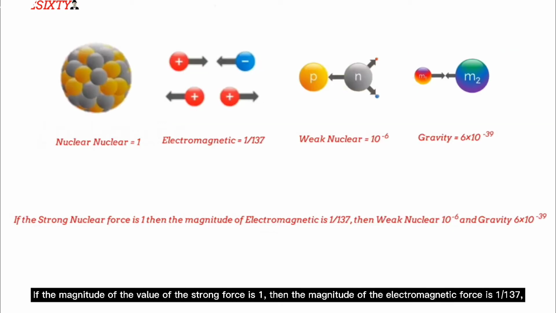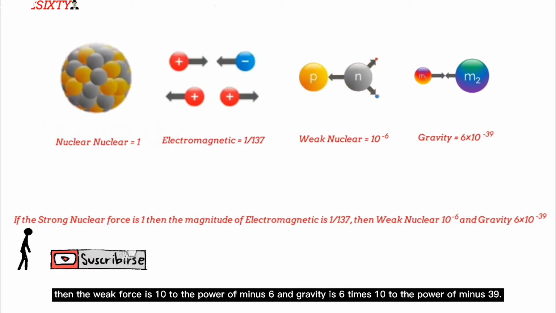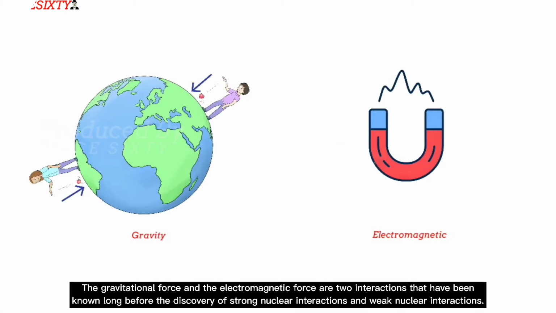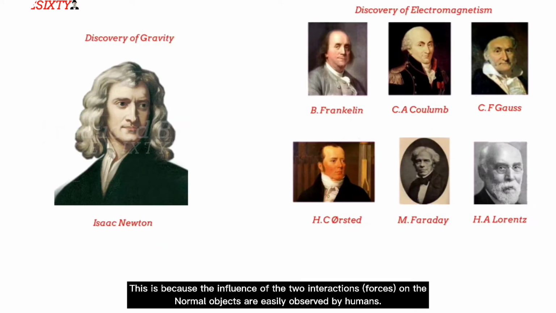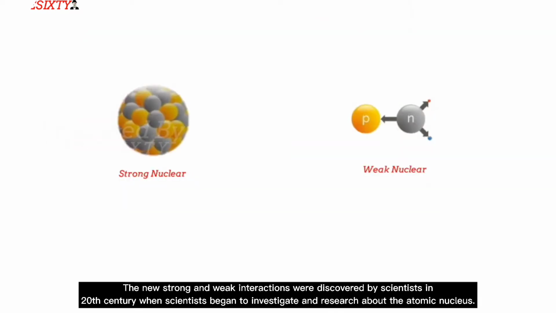If the magnitude of the strong force is 1, then the magnitude of the electromagnetic force is 1/137. Then the weak force is 10 to the power of -6 and gravity is 6 times 10 to the power of -39. The gravitational force and the electromagnetic force are two interactions that have been known long before the discovery of strong nuclear interactions and weak nuclear interactions. This is because the influence of these two forces on normal objects is easily observed by humans. The strong and weak interactions were discovered by scientists in the 20th century when they began to investigate the atomic nucleus.